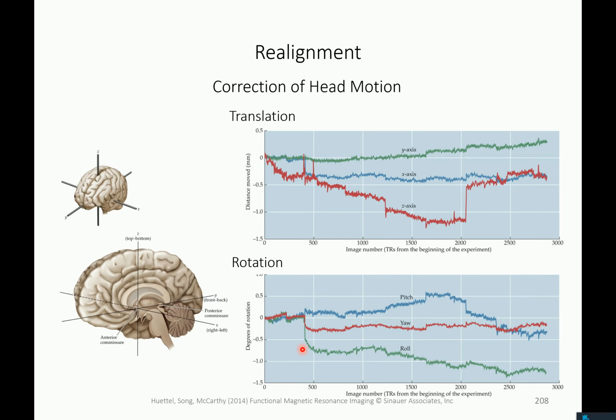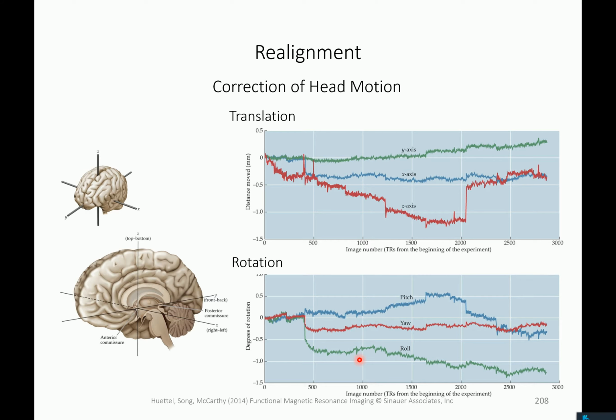Same for the rotation. The rotations around the x, y, and z axis have names. They're called pitch, yaw, and roll. You don't have to remember which one is which, because I don't remember which one is which. But yeah, these are the estimated parameters.